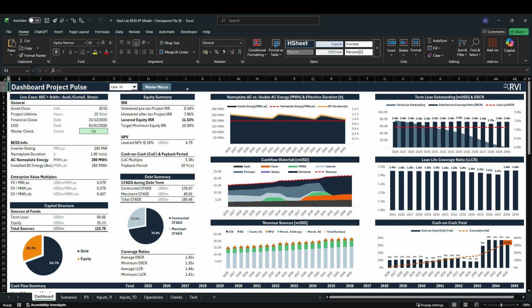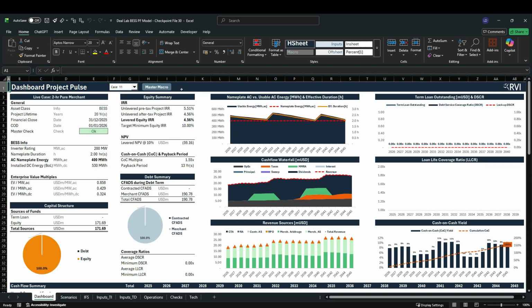Up to this point, we have covered all cases that assume at least some contracted revenues, full tolling, resource adequacy, and an auxiliary services contract with some merchant exposure. In this lesson, we are shifting gears into the fully merchant scenarios, and you will immediately see why this matters.